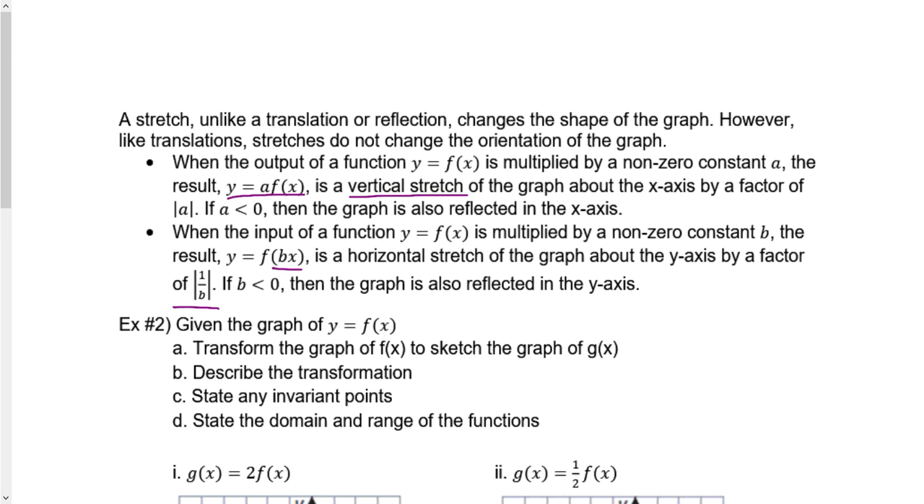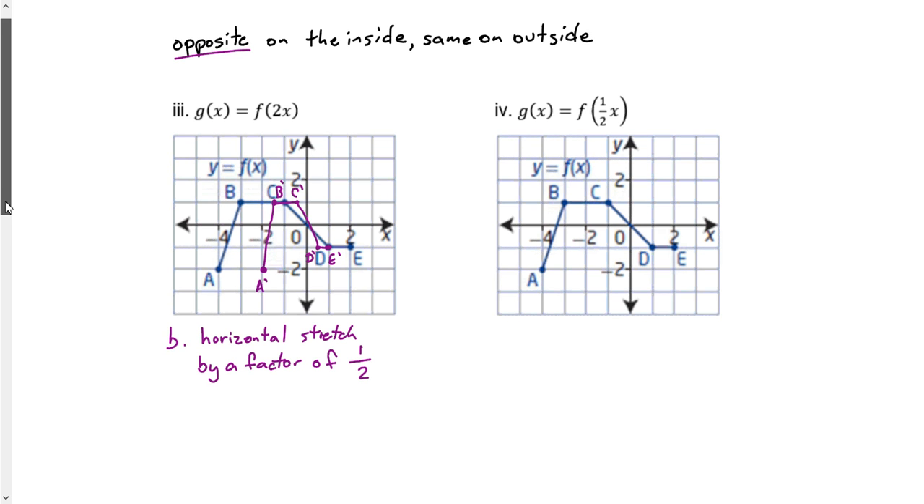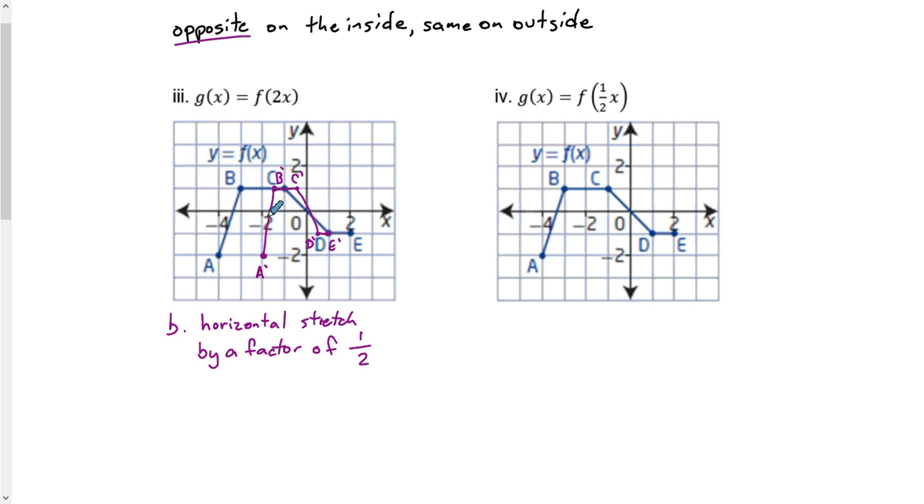What was the next part? Oh, invariant points. So we can see invariant points. Now, it's not really the best on this example, but when we stretch horizontally, invariant points are anything that's on the y-axis.